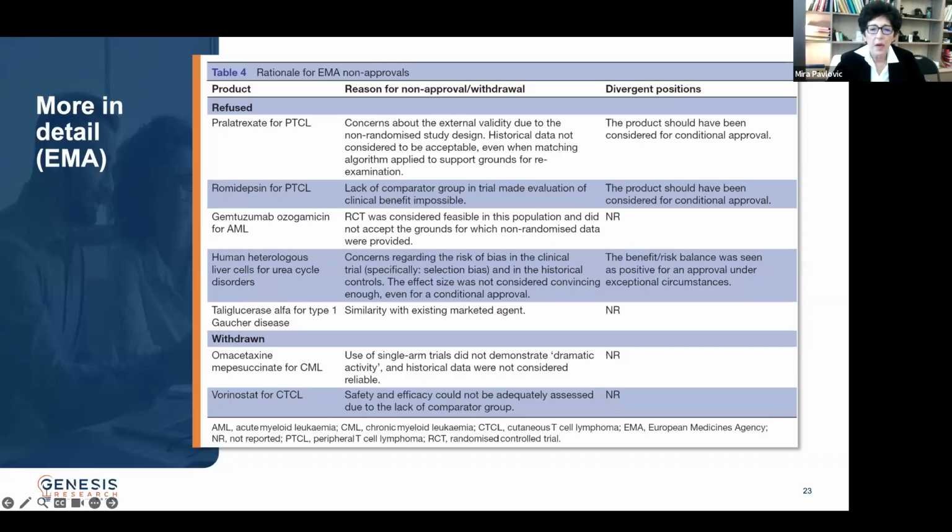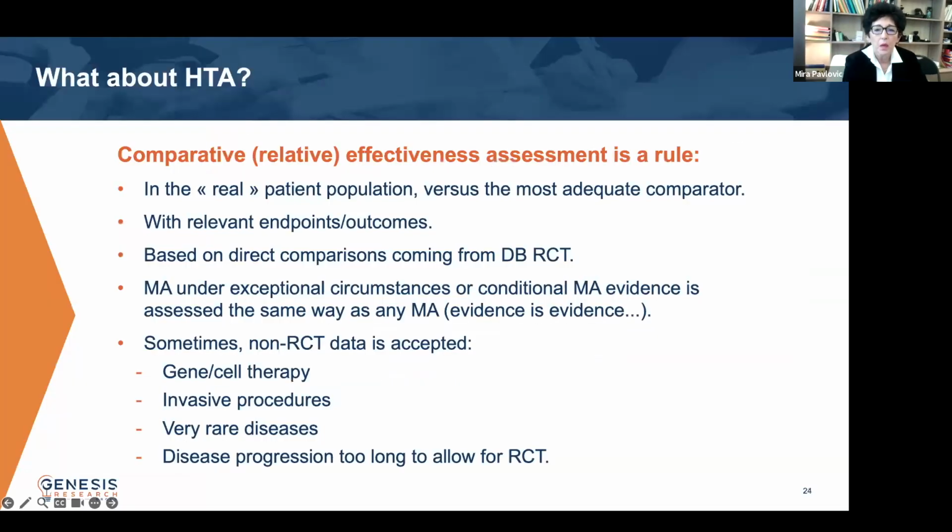Many risks of bias, so selection bias, etc., so not accepted. Similarity with existing marketing agent, so it means that a control trial might have been done, maybe. No dramatic activity, meaning no big effect of a drug, etc. So when you look at that, and when you read FDA guidelines, it's more or less the same reasoning for regulatory purposes. Now, what about HTA?